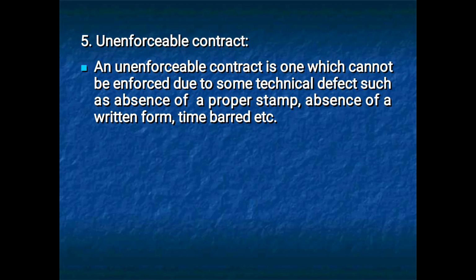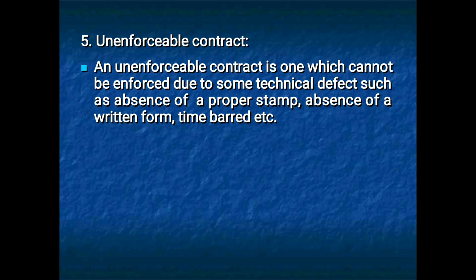Fifth one is unenforceable contract. That is, these contracts are not enforceable. As the name suggests, these are the contracts which are not enforceable by law. This may be due to some technical or clerical errors. The contract can be enforceable only if it fulfills all the legal formalities. So while entering into a contract or while doing business or registering the business, we have to follow all the legal formalities.